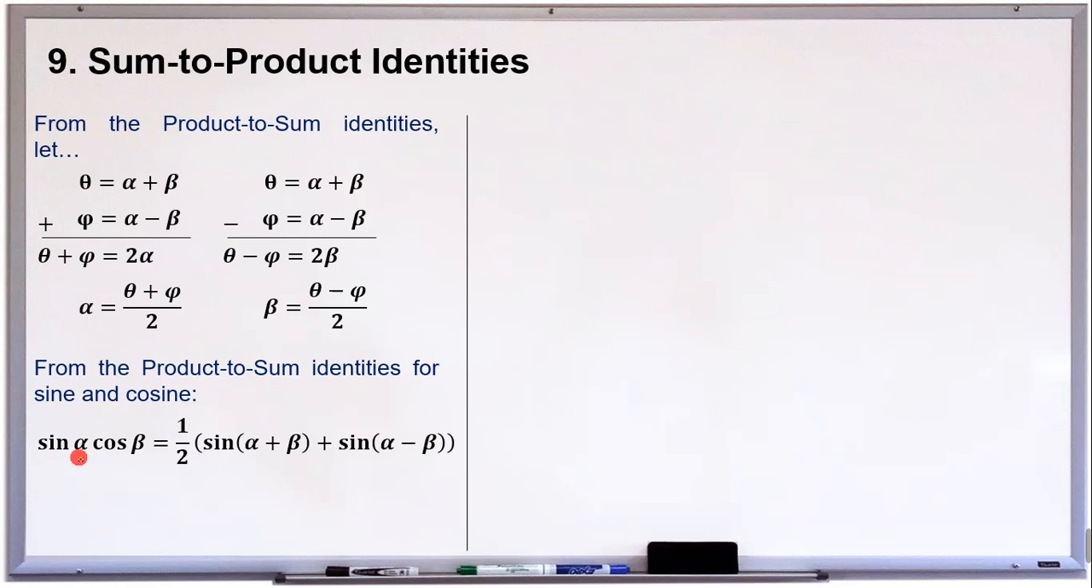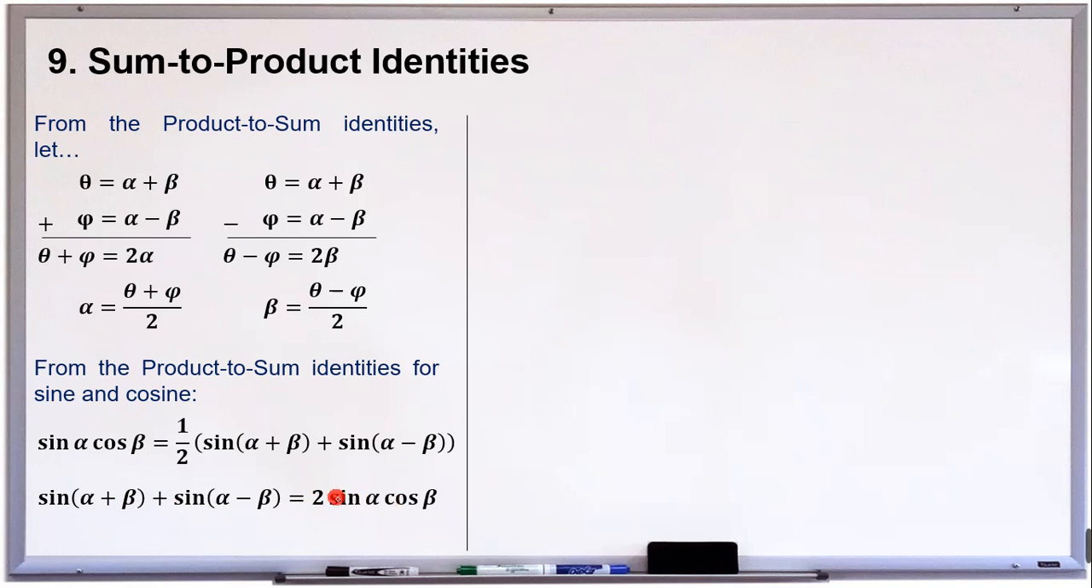So we have sine alpha cosine beta is equal to 1/2 multiplied by sine alpha plus beta plus sine alpha minus beta. Rearranging this, or multiplying both sides of the equation by 2, you will have sine alpha plus beta plus sine alpha minus beta is equal to 2 times sine alpha cosine beta. This is called a sum to product identity. It's because on the left side we have the sum of the sines of the angles, equal to the product of the sine and cosine on the right side of the equation.